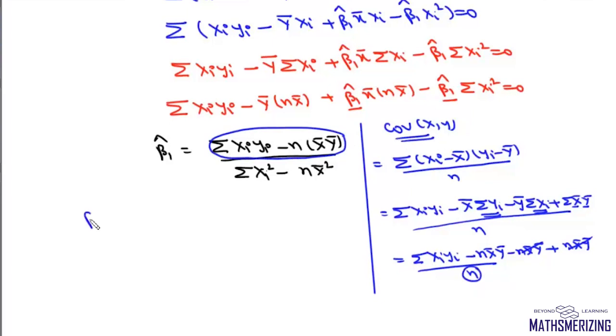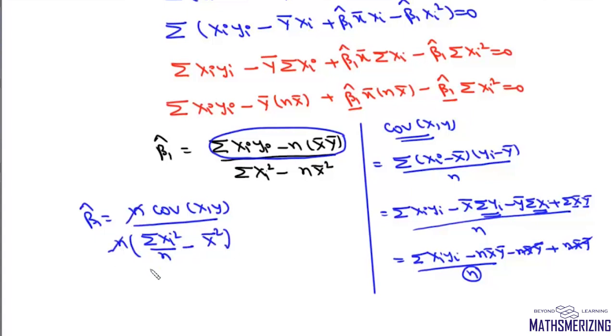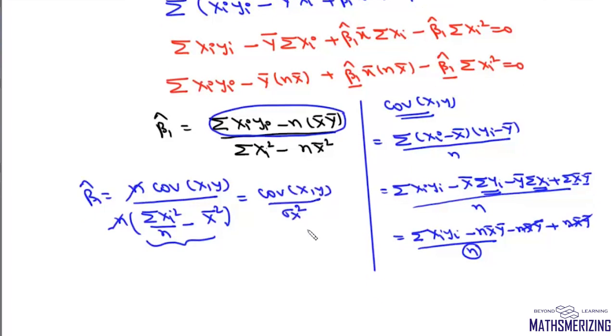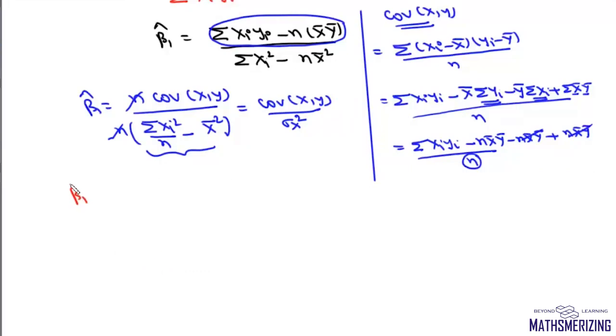So this beta 1 cap will be n into covariance of xy. Now in the denominator, we can write this as this summation xi square, if we take n common, we can write this as summation xi square by n minus x bar square. Now this n and n will cancel. Now this is nothing but variance of x. So this beta 1 cap, it is nothing but covariance of xy upon sigma x square.